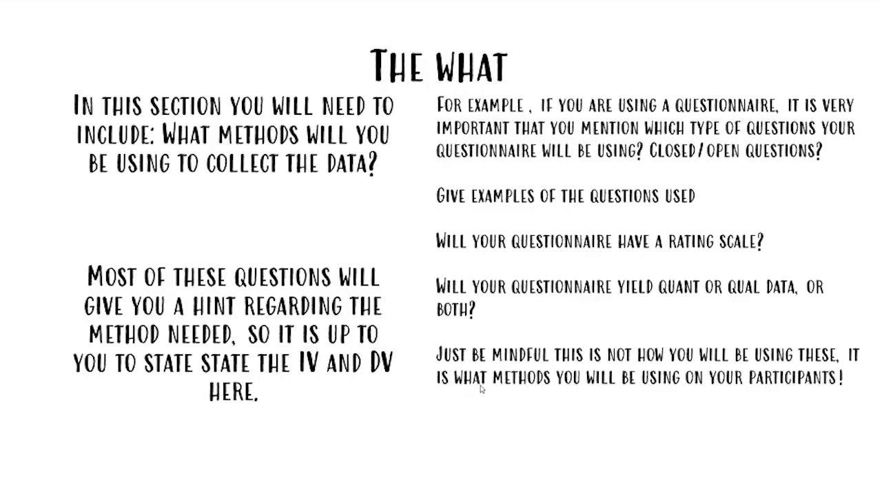Okay, so if you can see there, you need to talk about how you will be collecting your data. So that means that you will have to talk about your dependent variable. In that example, you'll have to talk about the examples of questions that you'll be asking your participants. So some sort of independent variable operationalization also goes into this section.